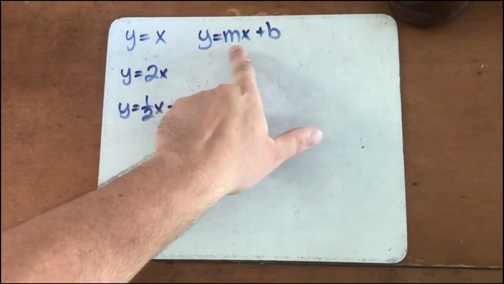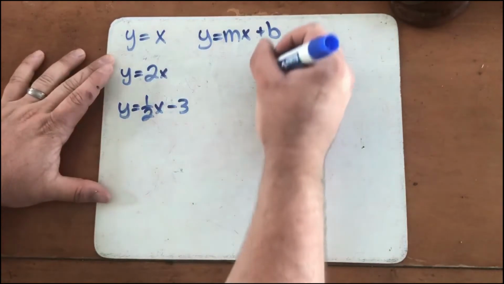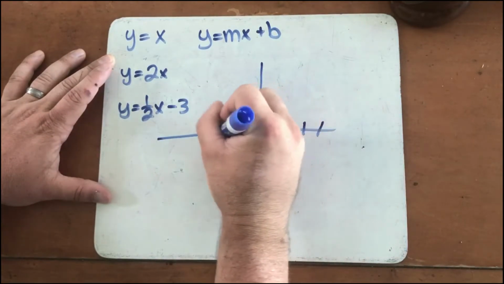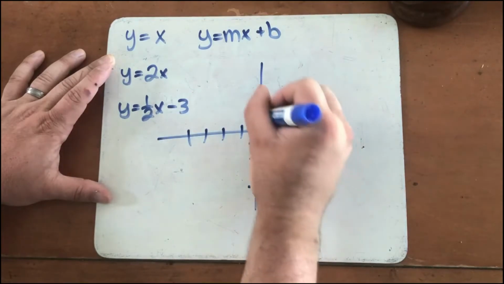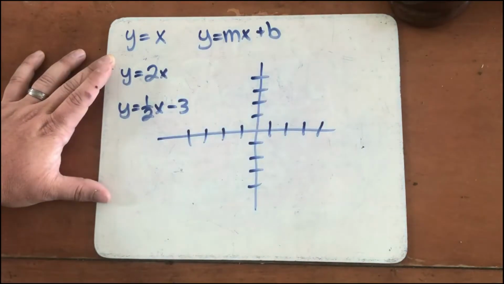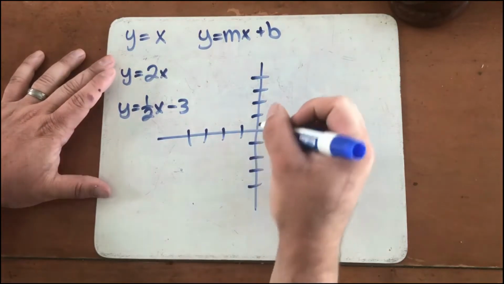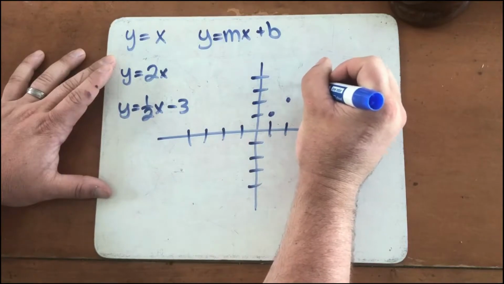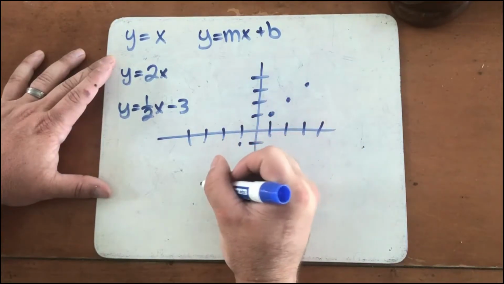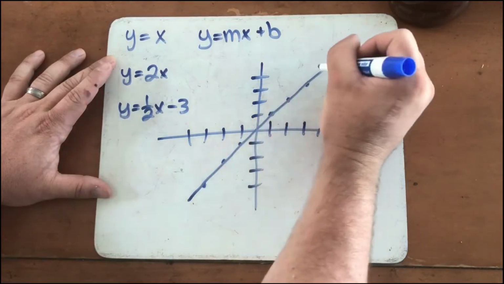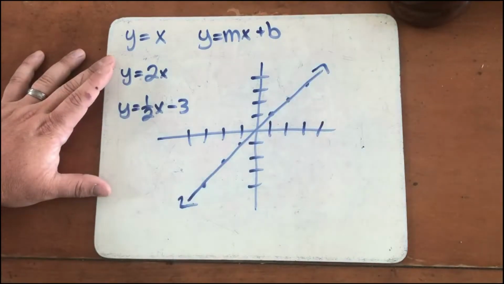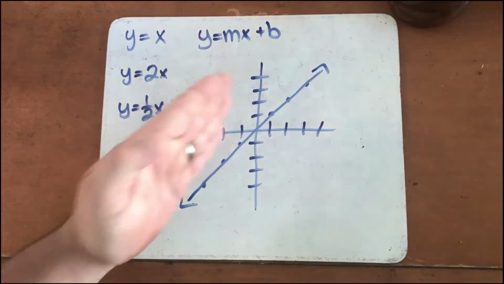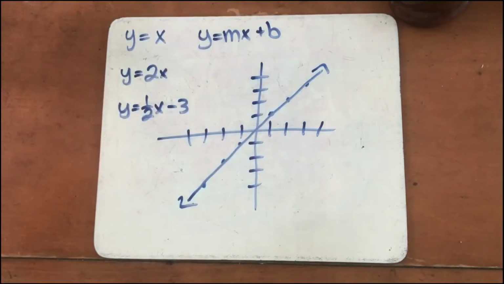Now, if y equals mx plus b is the standard form, that means that my graph is linear. All right, so if I was to do y equals x, it should be a line. All right, so if I do y equals 2x or y equals 1/2 x minus 3, it's going to be this turned or shifted in some form or fashion.